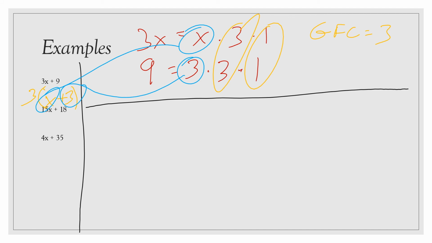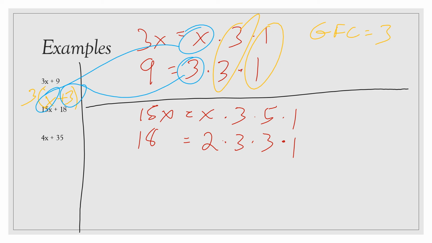So let's try this next one. 15x and 18. So 15x, we'll go and start with the x. 15 divided by 2, not possible. 15 divided by 3, 15 divided by 3 is 5. 5 divided by 2 or by 3, nope. It's by 5 and by that 1. Okay, 18 divided by 2. Yes, we can do that. That leaves us with 9. And 9 is 3 times 3. Those are the smallest numbers. And then we have that 1 there as well.